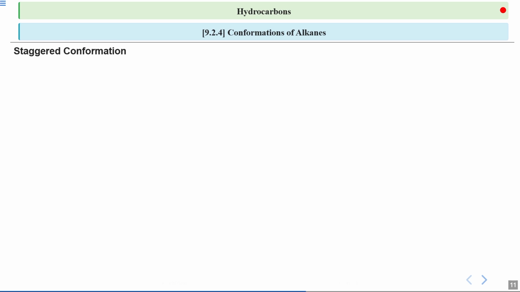Now we are going to discuss the staggered conformation of hydrocarbon. Now we see an image that represents the staggered conformation. Notice how the atoms are arranged in this particular structure. What you can see is that hydrogen atoms in the staggered conformation are apart from each other. This arrangement helps to reduce the repulsion between the electron cloud.